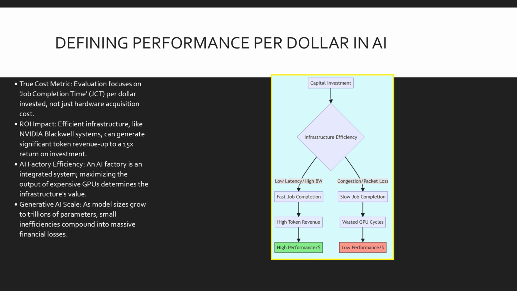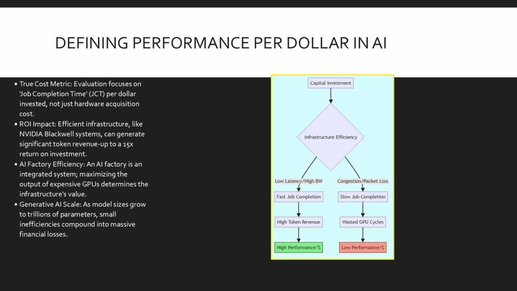The true metric is performance per dollar, which we calculate based on the speed of job completion time relative to the total investment. For instance, high-performance systems like the NVIDIA GB200 NVL72 are designed to maximize revenue generation, specifically token revenue for LLMs, offering up to a 15x return on investment. In an AI factory, if your network slows down the compute, you aren't just losing time, you are actively devaluing your massive capital expenditure on GPUs. Therefore, infrastructure must be viewed as a holistic engine where efficiency equals currency.